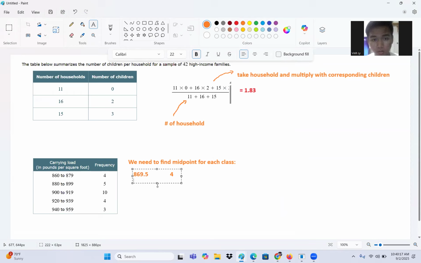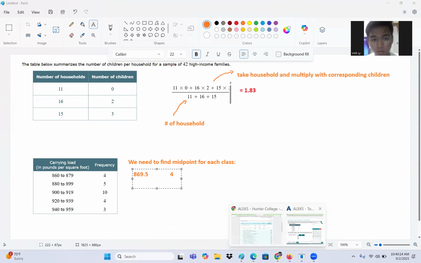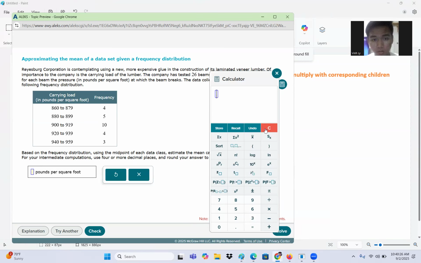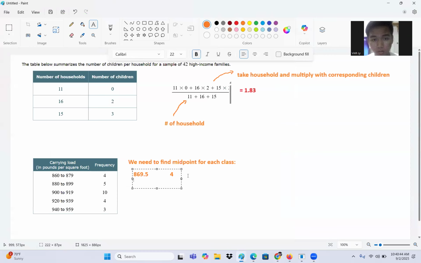And then for the next one, we can do 880 plus 899 over 2, plus 899 divided by 2. We just add them up and divide by 2. We got 889.5.